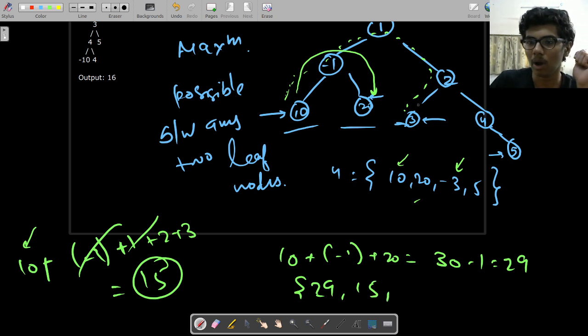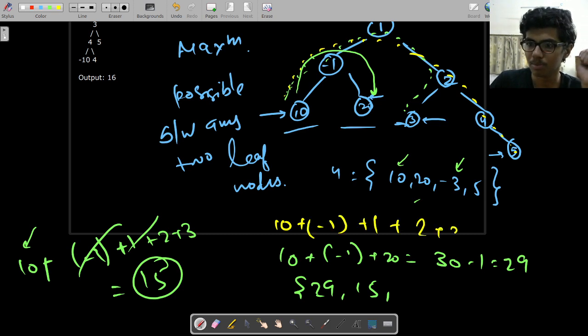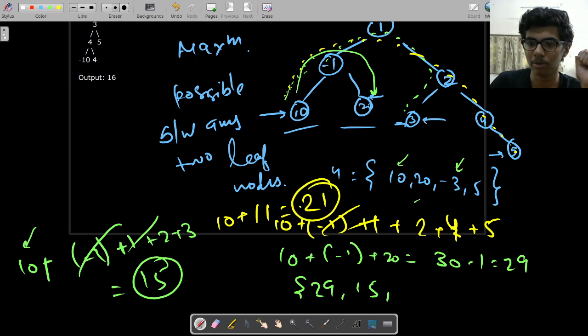Okay, so now I will move from 10 to 5. So it will be like this. Okay, so it will be 10 plus -1 plus 1 plus 2 plus 4 plus 5. Okay, so it will be 10 plus 11. Is it clear? It is 10 plus 11, it is going to be 21. Okay, so we have 21 also here.